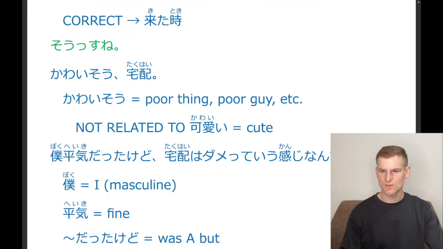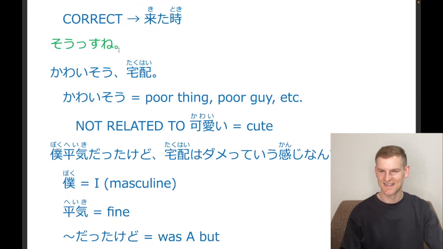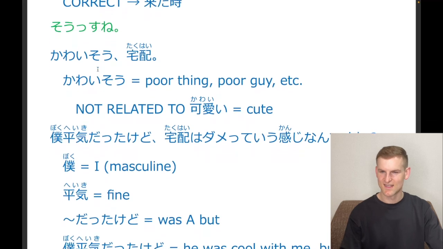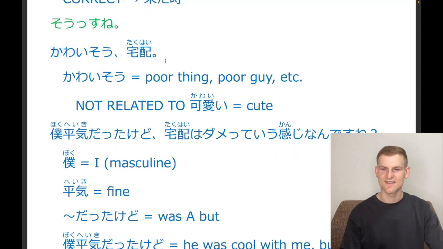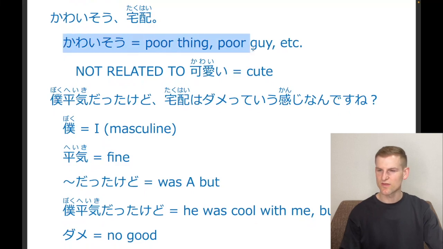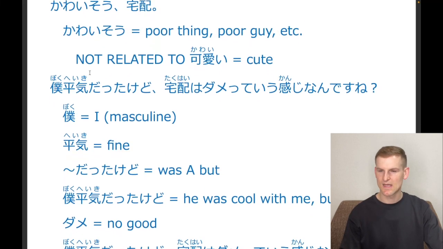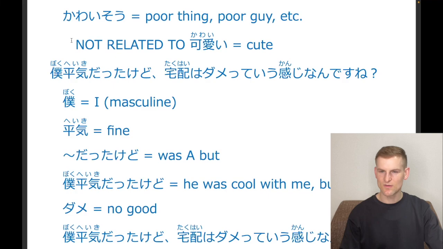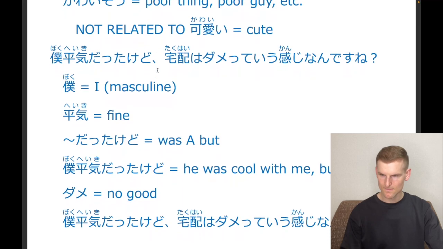Okay, so he responds, そうっすね. Once again, yeah, that's right. かわいそう宅配. Okay, so かわいそう. I'm kind of joking around a bit. かわいそう. So poor thing, poor guy, etc. A lot of people think this is related to kawaii, which means cute, but it's not at all. No relation whatsoever. Okay, moving on.